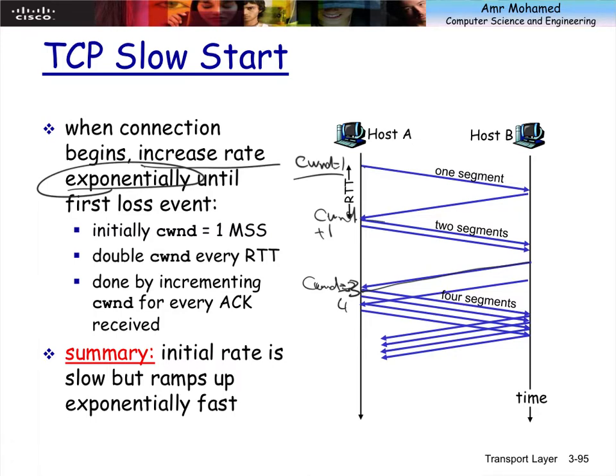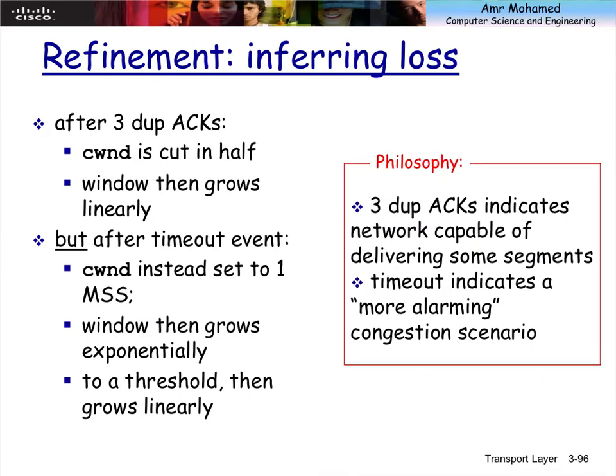We increase by 1 for every single acknowledgement we receive. So technically, we start to build up very fast. So the initial rate is slow, but it ramps up exponentially fast. That's why it's called slow start, though the name is somewhat misleading. We say slow start, but it's not actually a slow increase. It's actually an exponential increase.